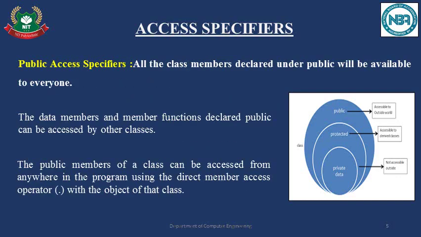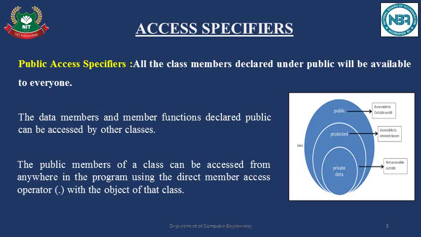Second is the public access specifier. All the class members declared under public will be available to everyone. The data members and member functions declared public can be accessed by other classes also. The public members of the class can be accessed from anywhere in the program using the direct member access operator dot, with the help of an object of that class.